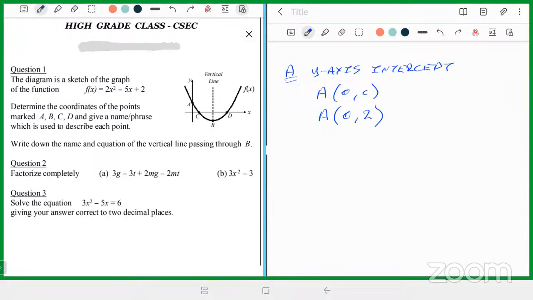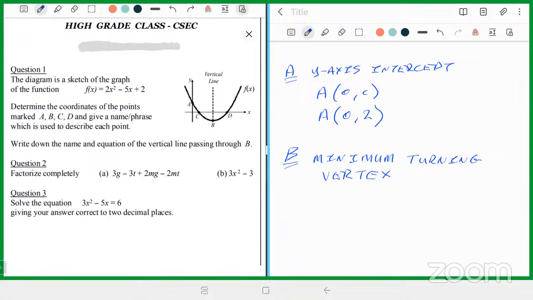In this case, the turning point is a minimum turning point. So now we're going to talk about the point B. B in this case is a turning point, but we know it is a minimum, so we can be specific and say it's a minimum turning point, which is also called a vertex.